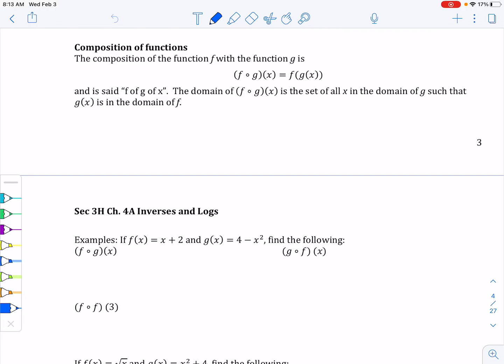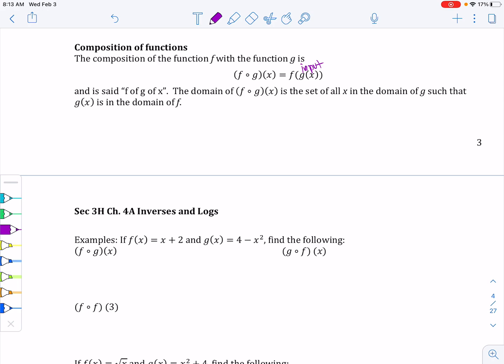We're going to talk about composition of functions. When we're looking at composition of functions, we have this notation that we use here to talk about our composition of functions. The way that we verbally say this is f of g of x. We don't say fog of x. What this means is that g of x becomes our input for f of x.